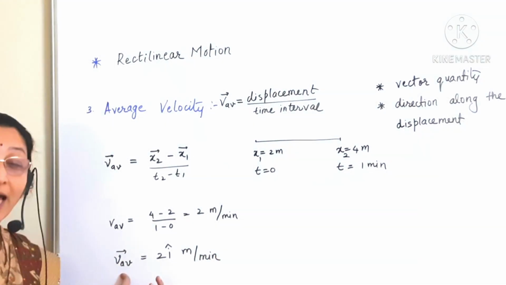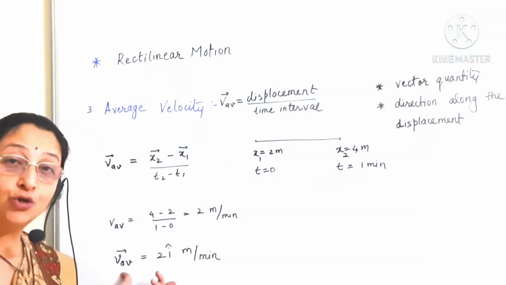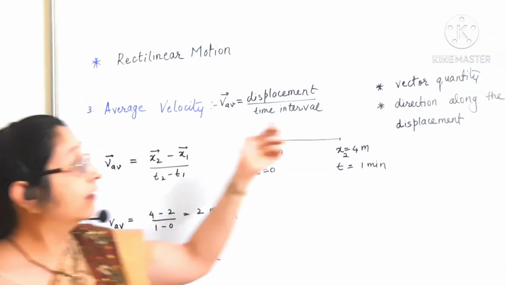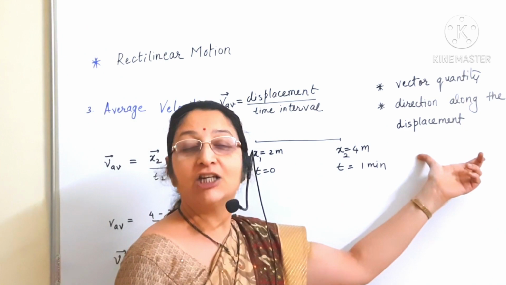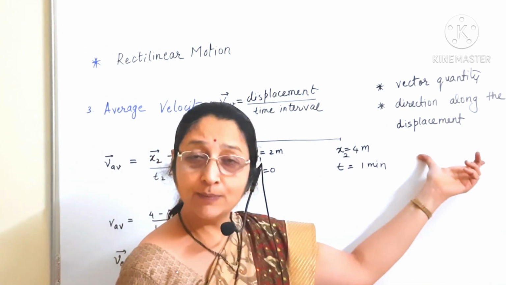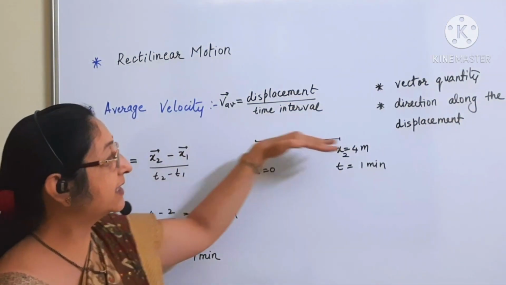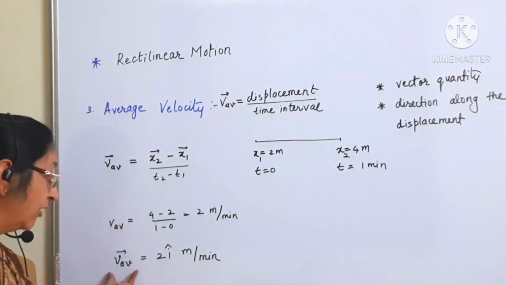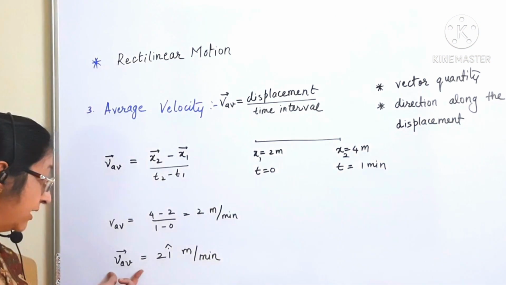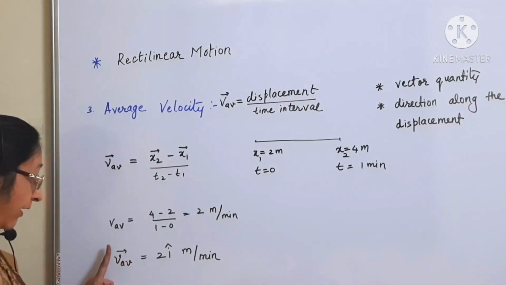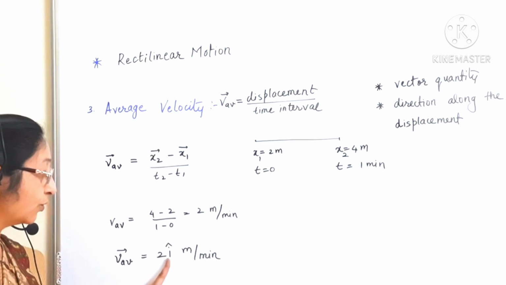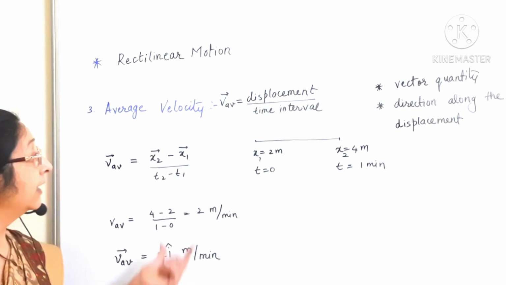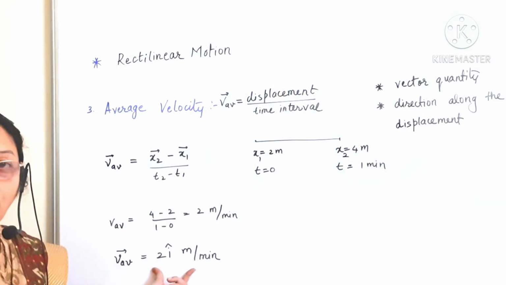Now, the direction of this velocity should also be given because average velocity is a vector quantity and its direction is along the direction of the displacement. So, the direction of displacement is along the positive x-axis. So, we have to write here the vector V average is equal to 2 i cap meters per minute. So, this is the average velocity of the object.